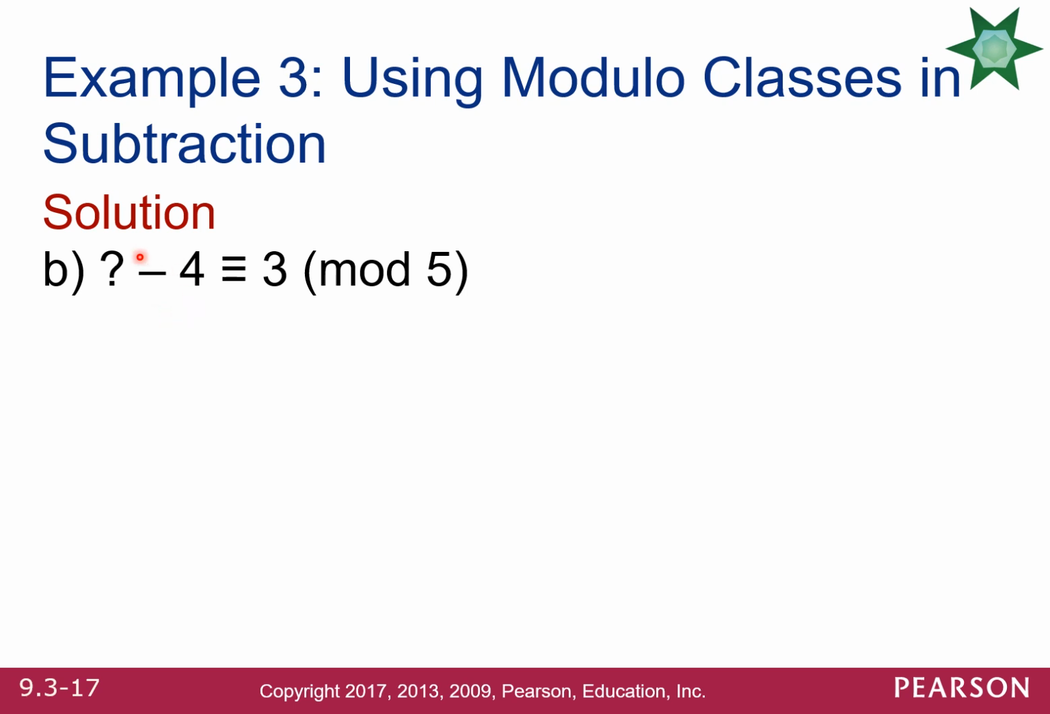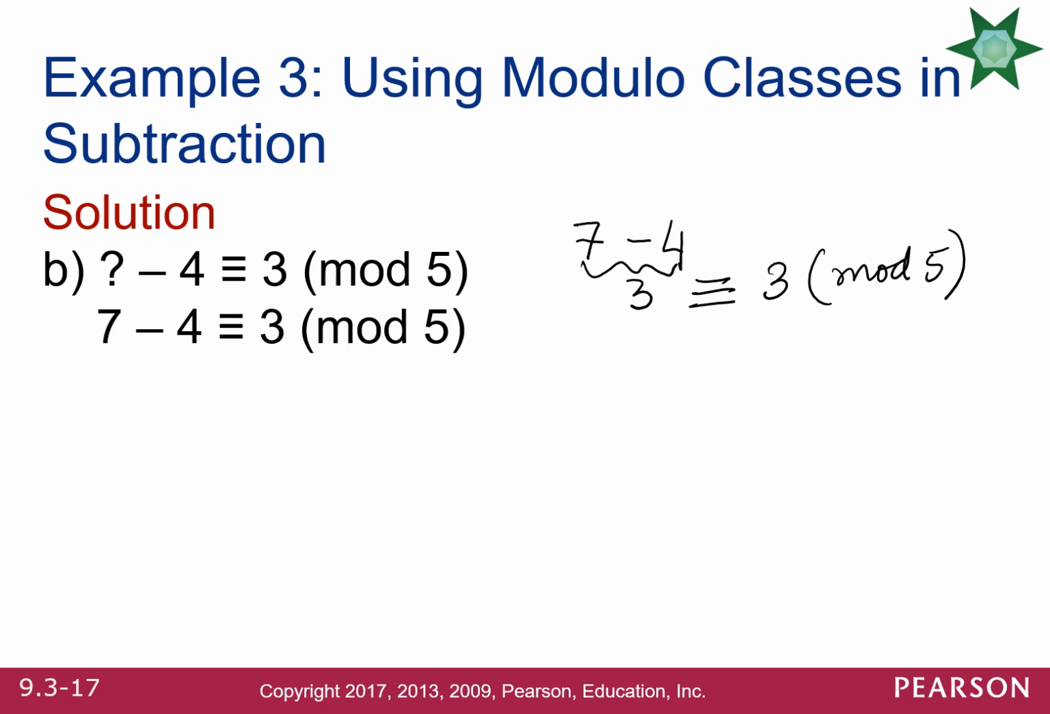All right, so 7 minus 4 is 3, right? So if we replace the question mark with a 7, then 7 minus 4 would make this side equal to a 3, and that would make the expression congruent to 3 mod 5, correct? So let's see what they have done here.